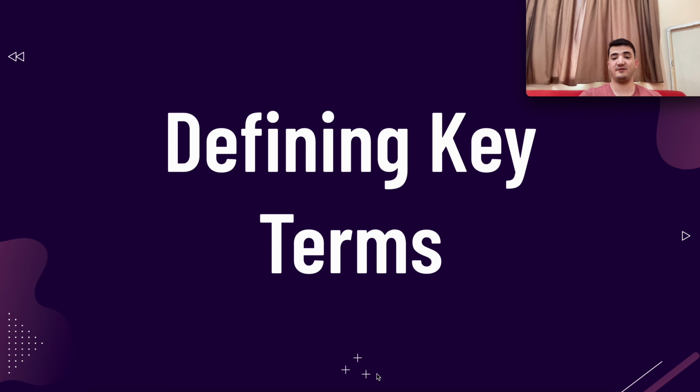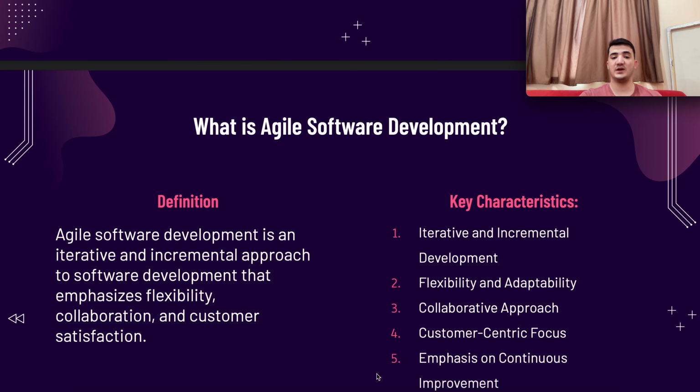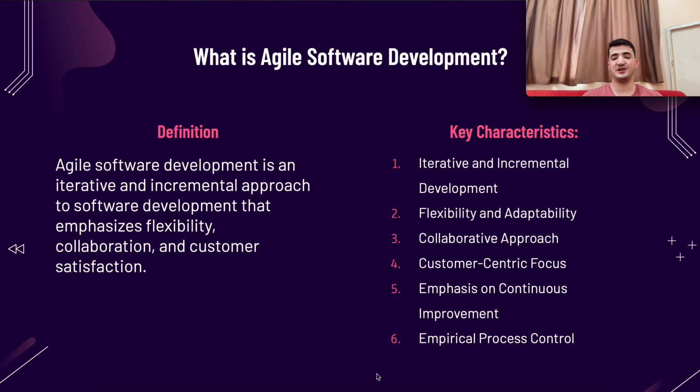So let's begin by defining some key terms. Firstly, what is Agile software development? Agile software development is an iterative and incremental approach to software development that emphasizes flexibility, collaboration, and customer satisfaction. Key characteristics of Agile software development include iterative and incremental development, an emphasis on flexibility and adaptability, an emphasis on it being a collaborative approach, a customer-centric focus, an emphasis on continuous improvement, and a focus on empirical process control.